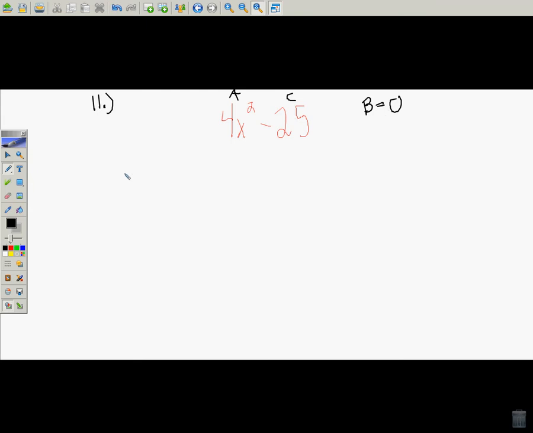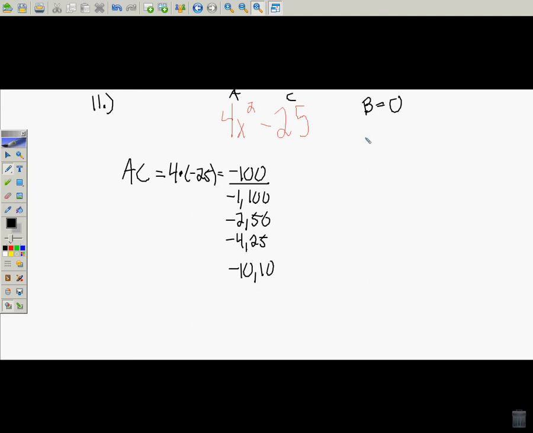Which means I need factors of AC, which would be 4 times negative 25, which would give me negative 100, that add up to equal 0. So if you look, I've got like negative 1 and 100, negative 2 and 50, negative 4 and 25, and then I get negative 10 and 10. Negative 10 times 10 would give me negative 100, and negative 10 plus 10 gives me the 0 I want. So these are the factors I'm going to use.